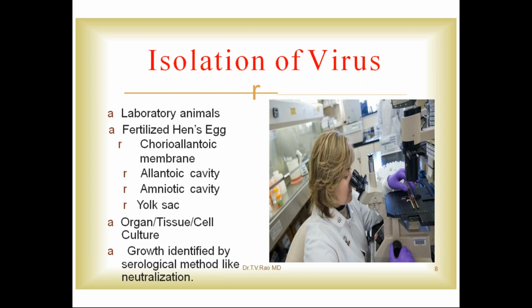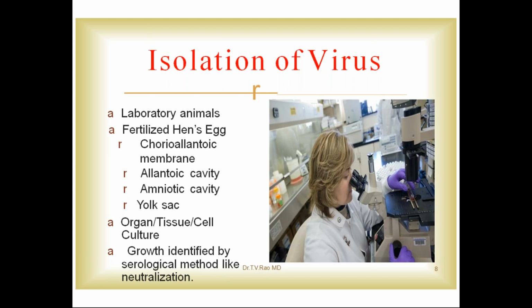Another important topic in today's class, the hen's egg. We have to use some sites of the embryonated egg. What are the sites? Chorioallantoic membrane, allantoic cavity, amniotic cavity, yolk sac. These are the four important sites of the hen's egg. The embryo is there. Not only embryo, surrounding the embryo there is a chorioallantoic membrane. Some amniotic cavity is there surrounding the embryo. Some allantoic cavity is there, which is allantois, and yolk sac is also there. All this material is present in the embryonated egg.